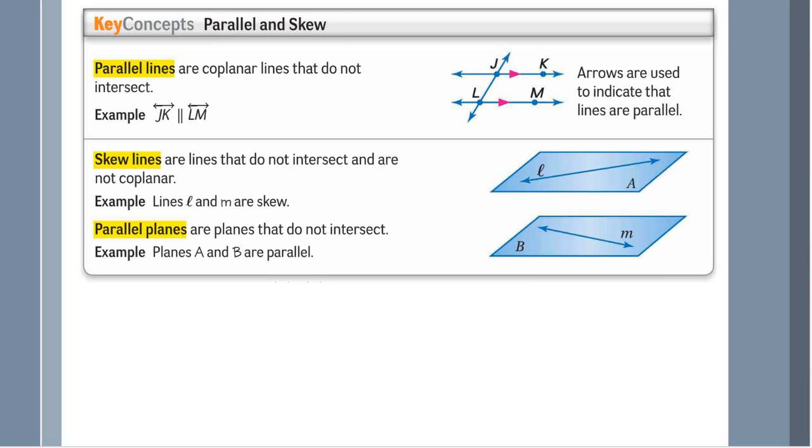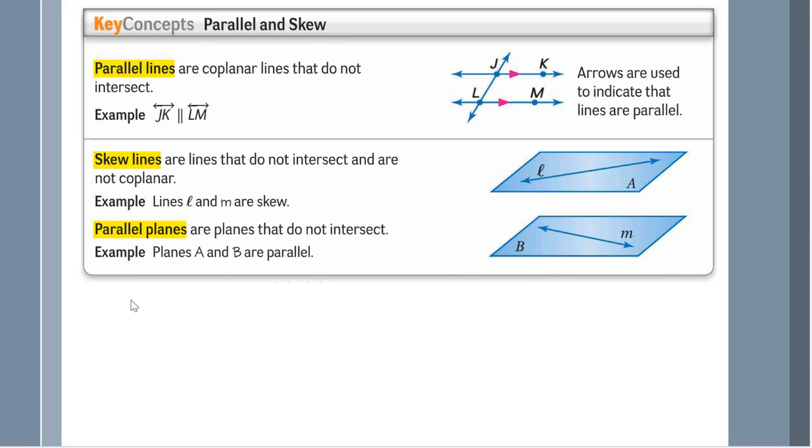So you can see on here that line L and M, see they're on different planes and they do not intersect, so therefore they're skew, right? And I'll have a few more examples on the next slide of those. And then the next thing is parallel planes, and that again we've talked about, right? Parallel planes are just two planes that do not intersect. So you see the two planes here, A and B, they do not intersect, they run parallel.